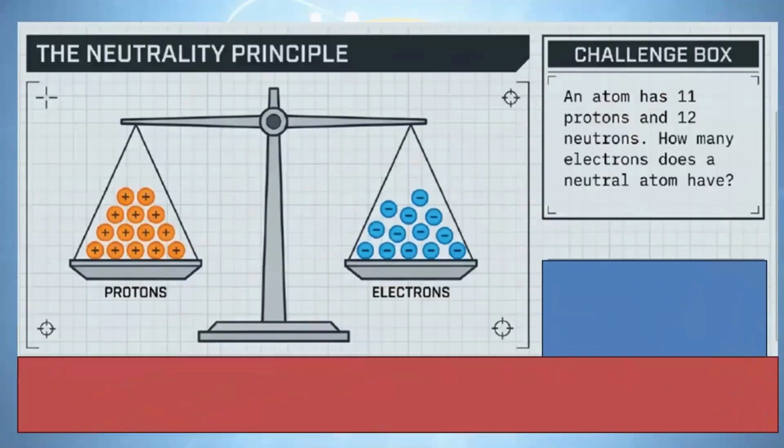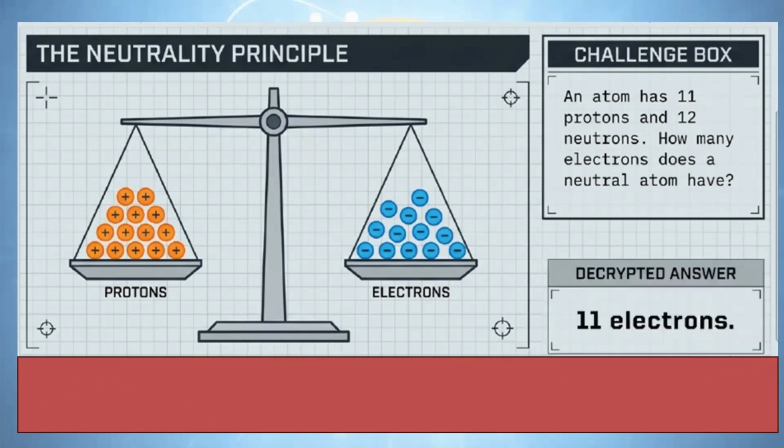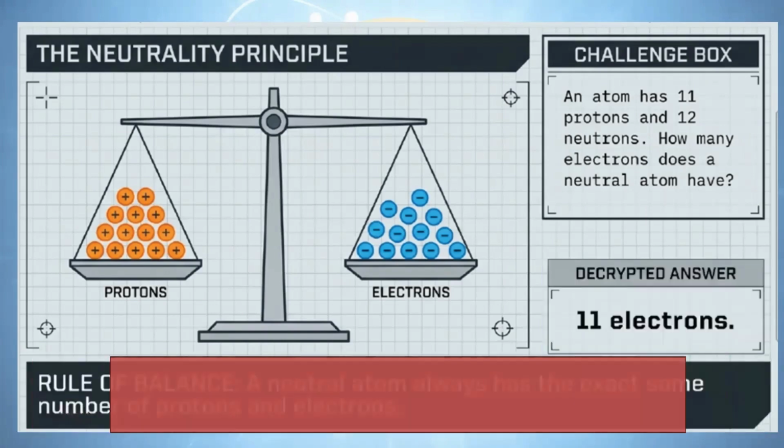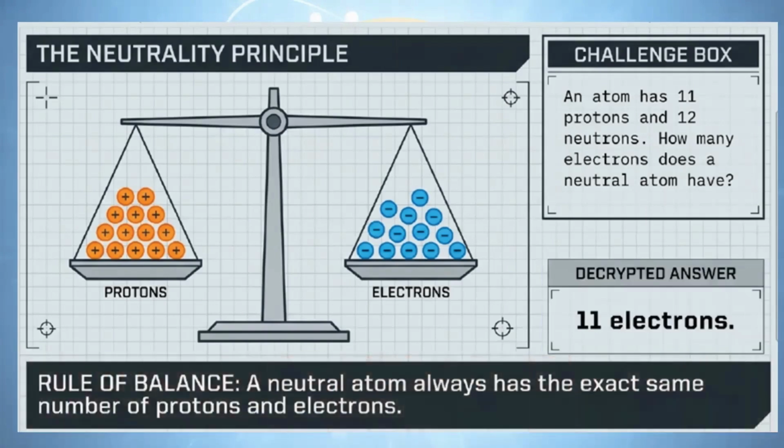Challenge question 3. An atom has 11 protons and 12 neutrons. How many electrons does a neutral atom have? Pause. Think carefully. Ready? Correct answer is 11 electrons. A neutral atom always has the same number of protons and electrons.